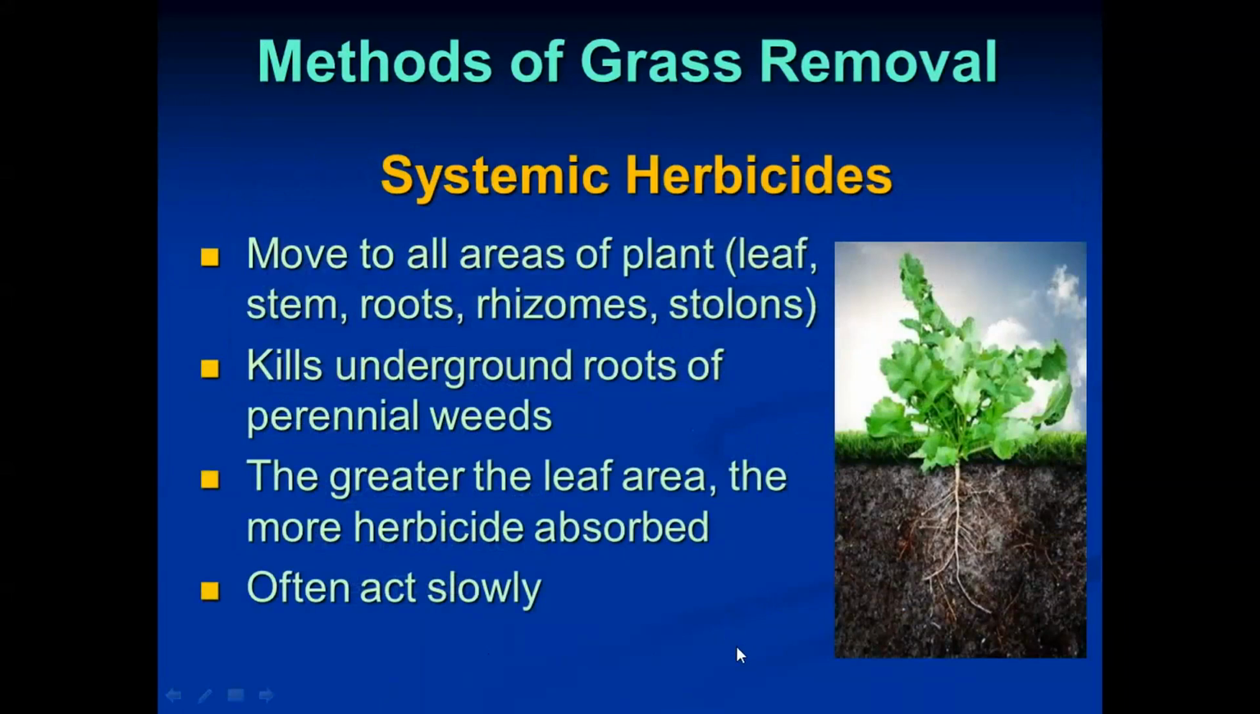The best way to get rid of Bermuda is by using some type of systemic herbicide. Systemic means that it moves to all areas of the plant. So you spray it on the leaves and it's absorbed and translocated down into every piece of the roots. Or in the case of Bermuda, all those underground parts, which are rhizomes and stolons. The more leaf area you have, the more product is absorbed and the more effective it's going to be. Sometimes it acts a little slowly, so it might take a week or so for you to notice any results.